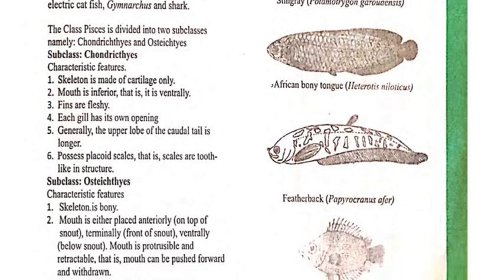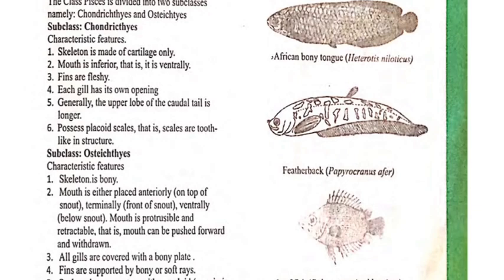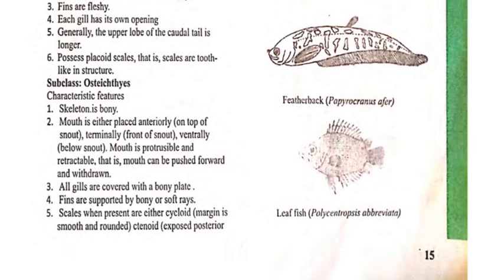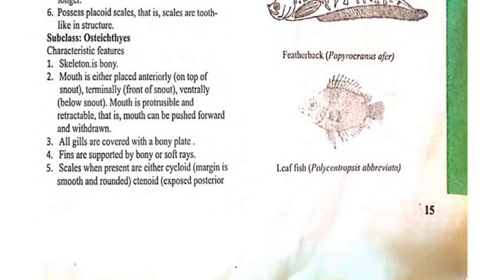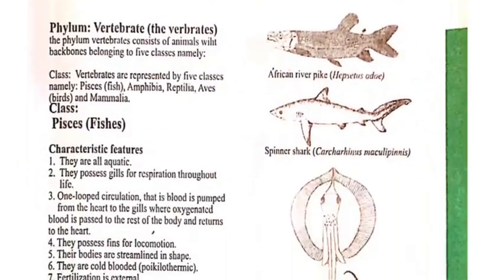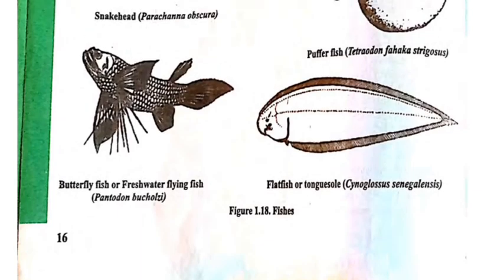And then for the bony fish, which is the Osteichthyes, the skeleton is bony, and the mouth is placed anteriorly, terminally, or ventrally. Mouth is protrusible and retractable, that is, the mouth can be pushed forward and withdrawn. All gills are covered with a bony plate. Fins are supported by bony or soft rays. Scales, when present, are either cycloid, that is, smooth and round, or ctenoid, that is, exposed posteriorly.